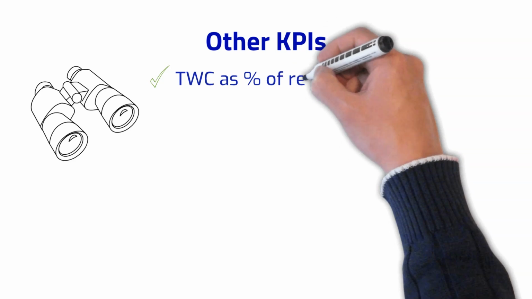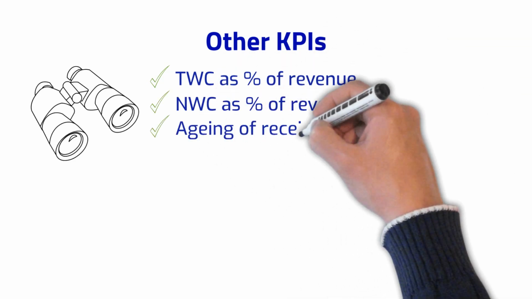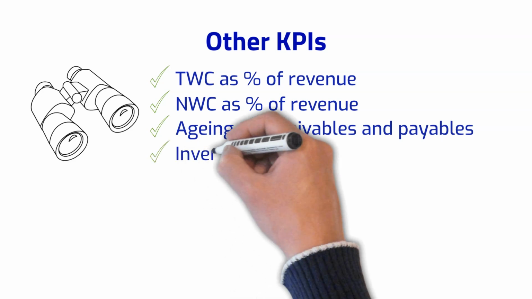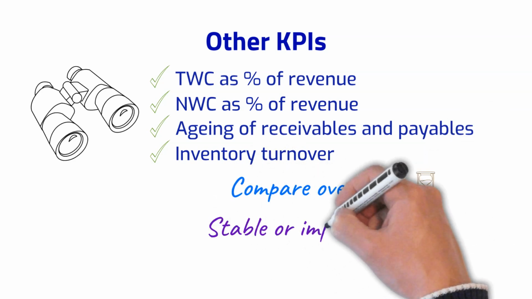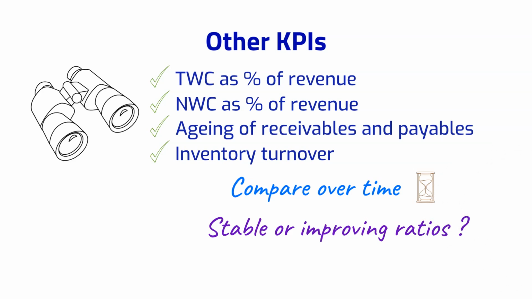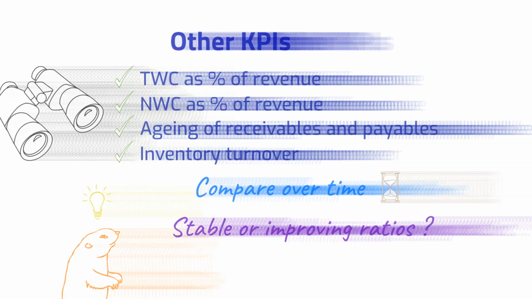Other net working capital KPIs may include trade working capital as percentage of revenue, net working capital as percentage of revenue, aging of receivables and payables, inventory turnover. Also, what is important is a trend. Are days declining and cash conversion cycle improving? Is net working capital as percentage of revenue declining or increasing? We will look into analysis of net working capital in detail in further videos.